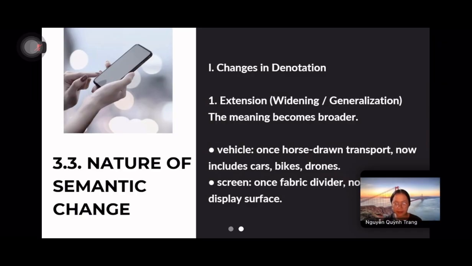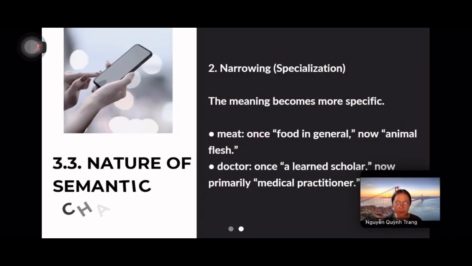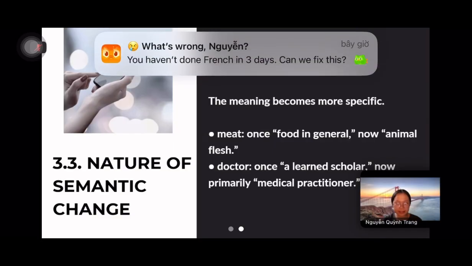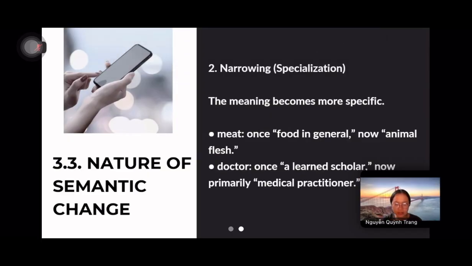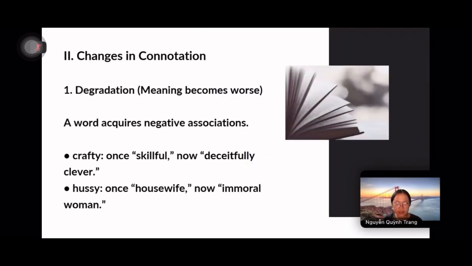Narrowing makes the meaning more specific. To illustrate, meat once meant food in general, but now it means animal flesh. Doctor in the past meant a learned scholar, but now it means primarily a medical practitioner. A change in connotation: the meaning can change in two aspects.